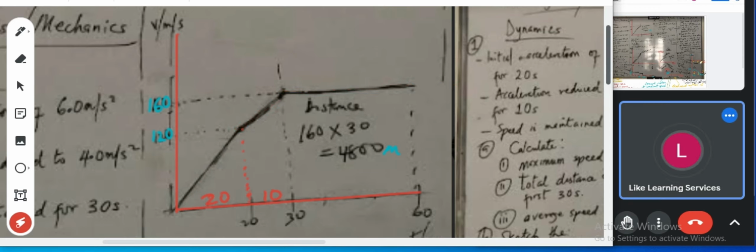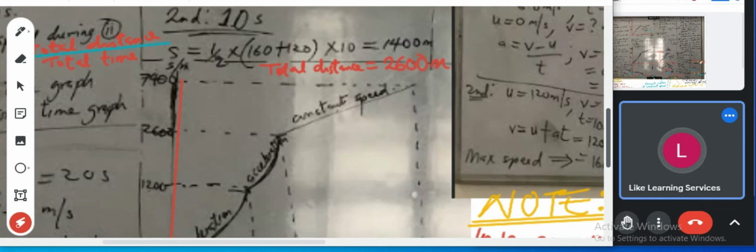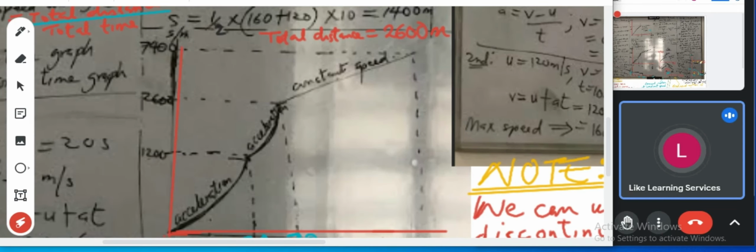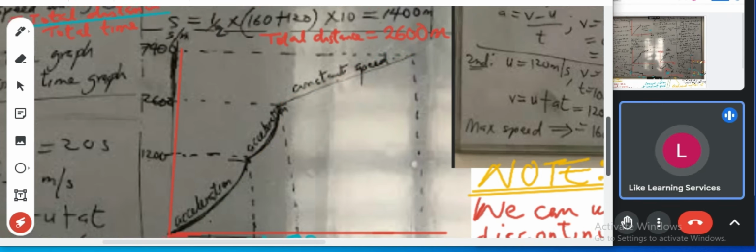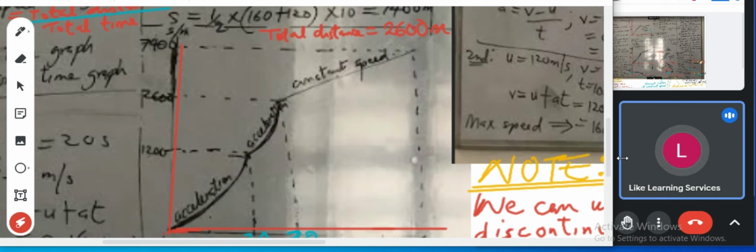So how should it be sketched? In a distance time graph, the acceleration is going to be like this, is it not? Another constant acceleration, this one should be less steep, and then constant speed. That is for a distance time graph. But when you're sketching this, you need to indicate these values. Like the first distance is 1,200, so it should be indicated.